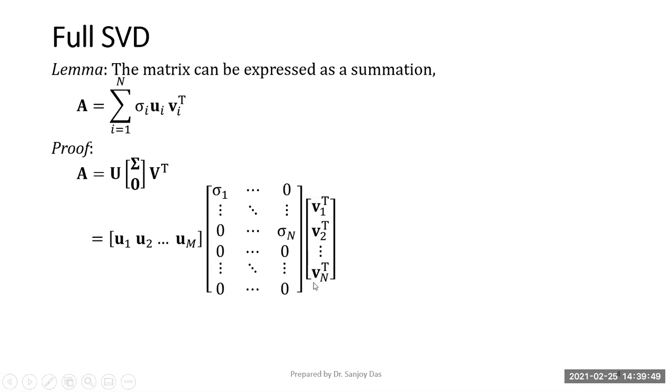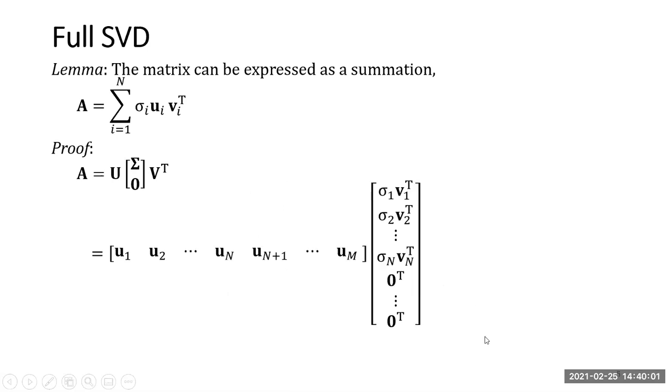And then beneath that, you'll have a bunch of all zeros. So all zeros will be getting multiplied with these vectors here, and so you'll end up with a bunch of zeros. So this is what I get when I multiply the second and the third matrices.